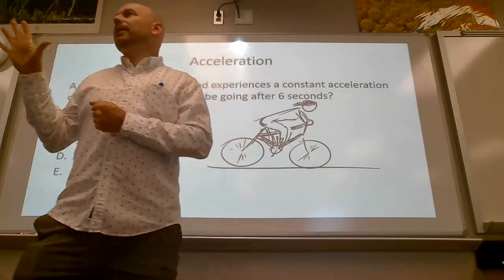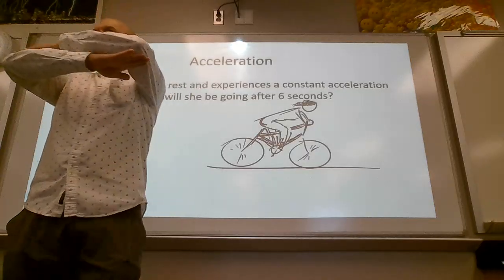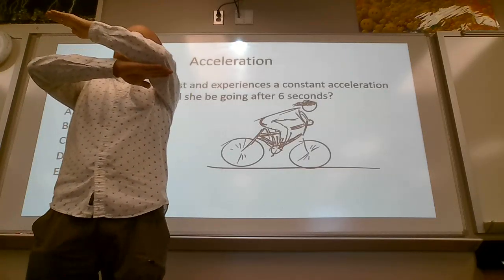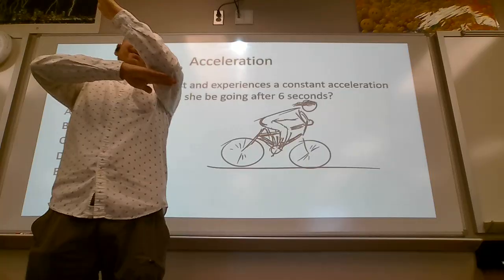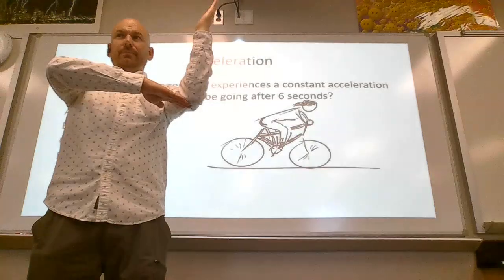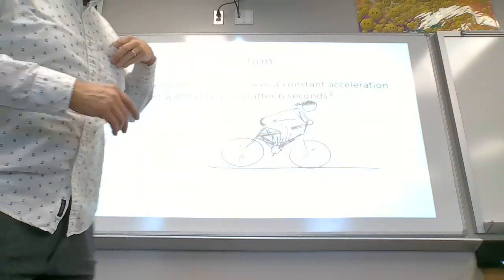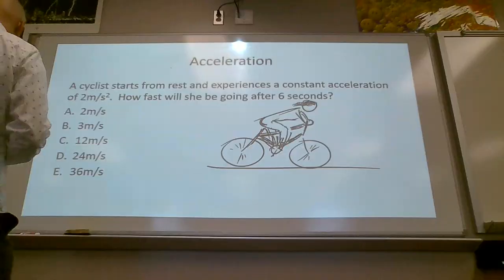Okay. Conceptually, you experience an acceleration of 2 meters per second, which means her speedometer looks like this: 0, 2 meters a second, 4, 6, 8, 10, 12. Every second that goes by, you change your velocity by 2 meters per second.